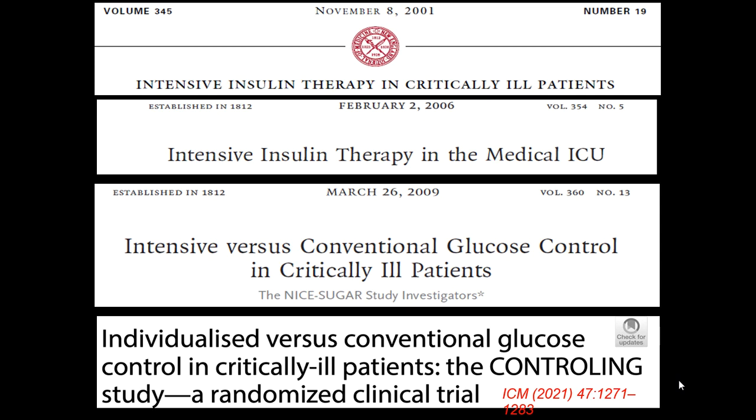Then the present role of insulin. So the first thing that came into the picture was the Van den Berghe trials, right? So Van den Berghe studied 2 trials, one in critically ill and the other in medical ICU. Then the NICE-SUGAR trial, on the basis of which we follow that 180 blood sugar as a cutoff. The Surviving Sepsis Campaign came up with that number with the help of the NICE-SUGAR trial, and a recent trial in 2021 where they looked at the controlling study.